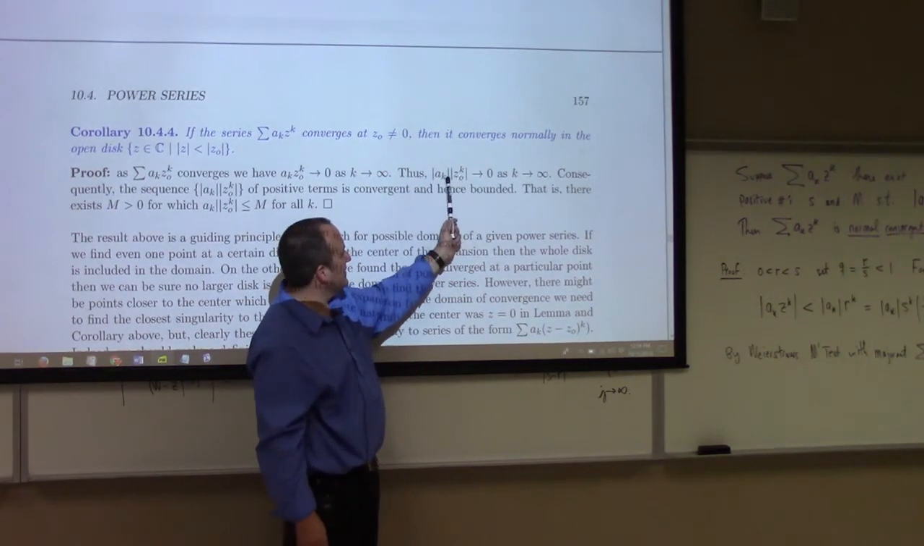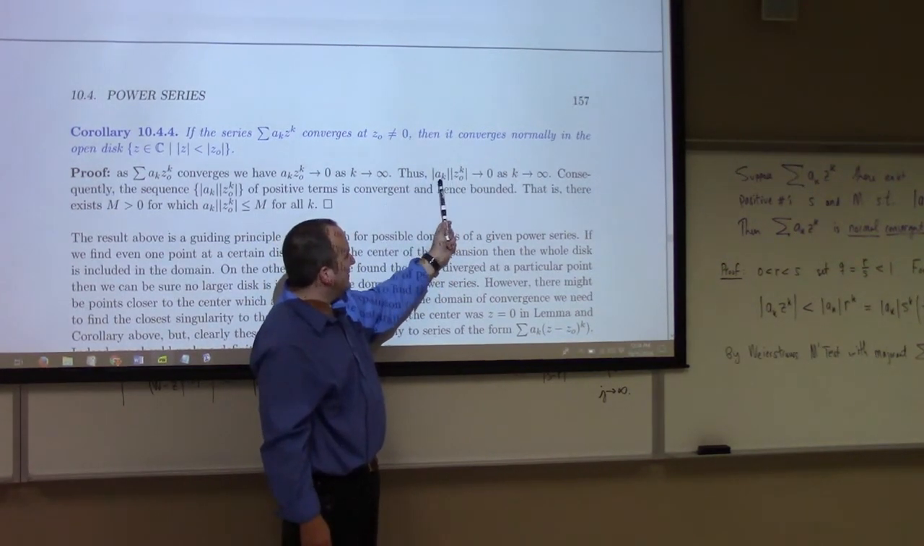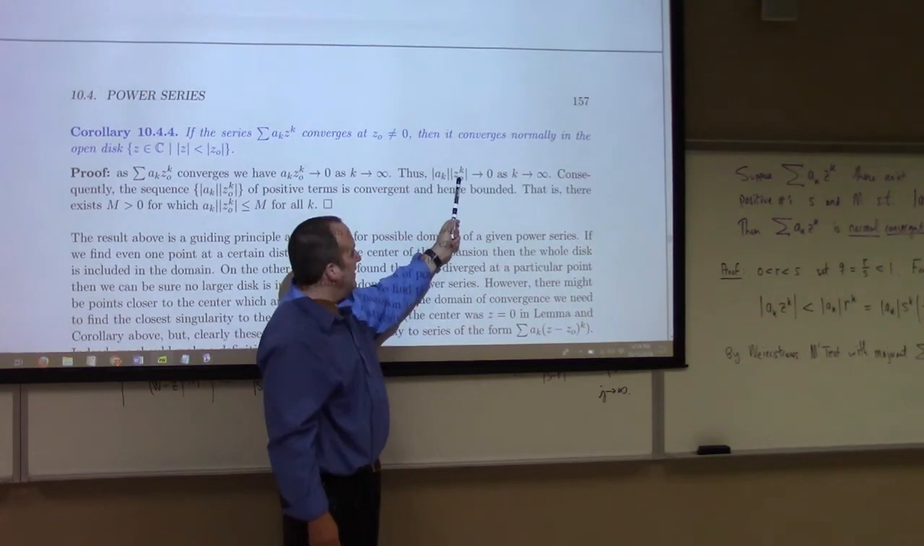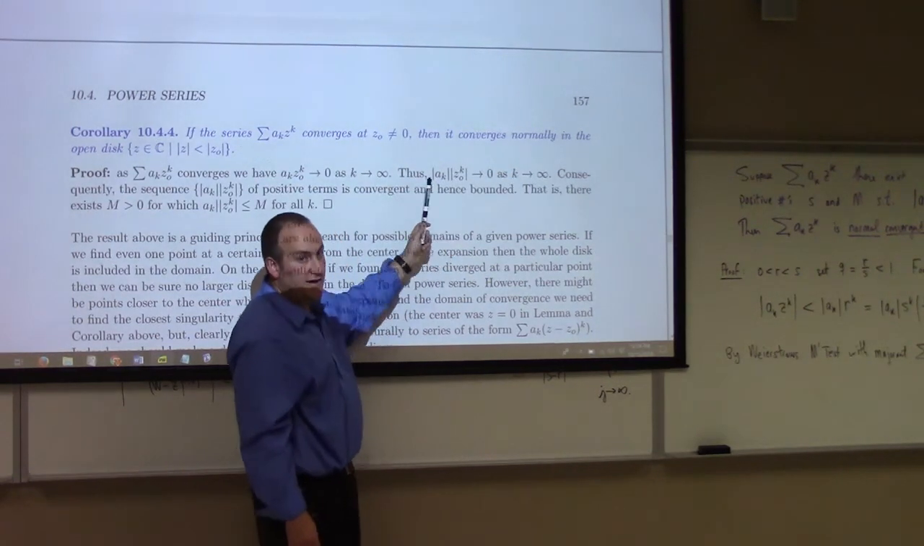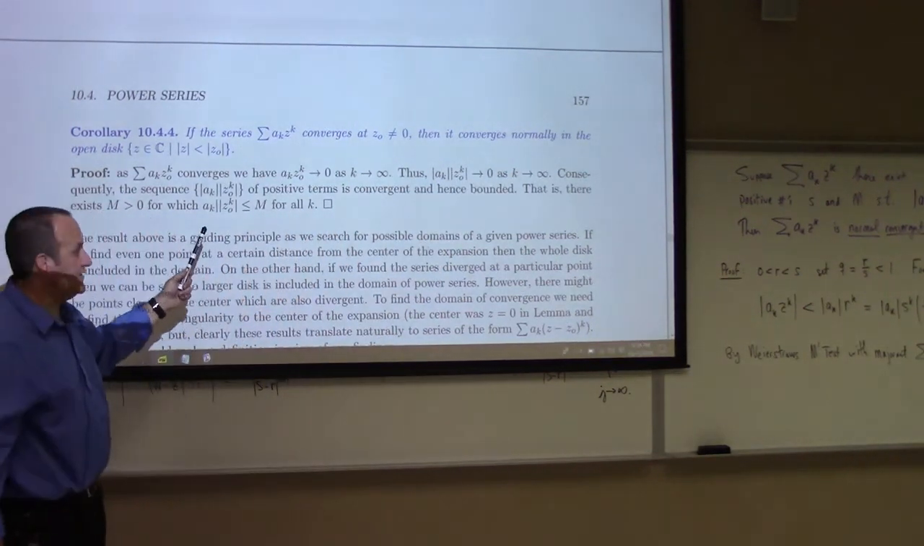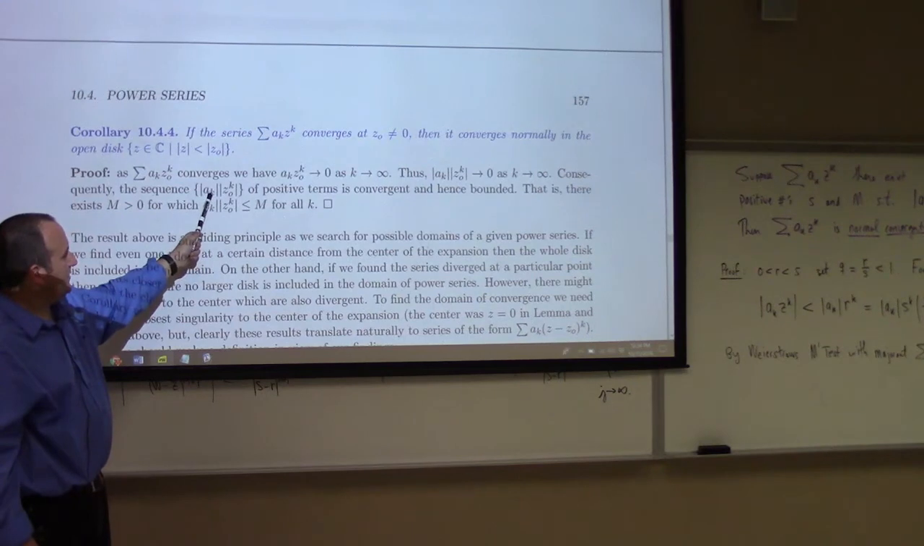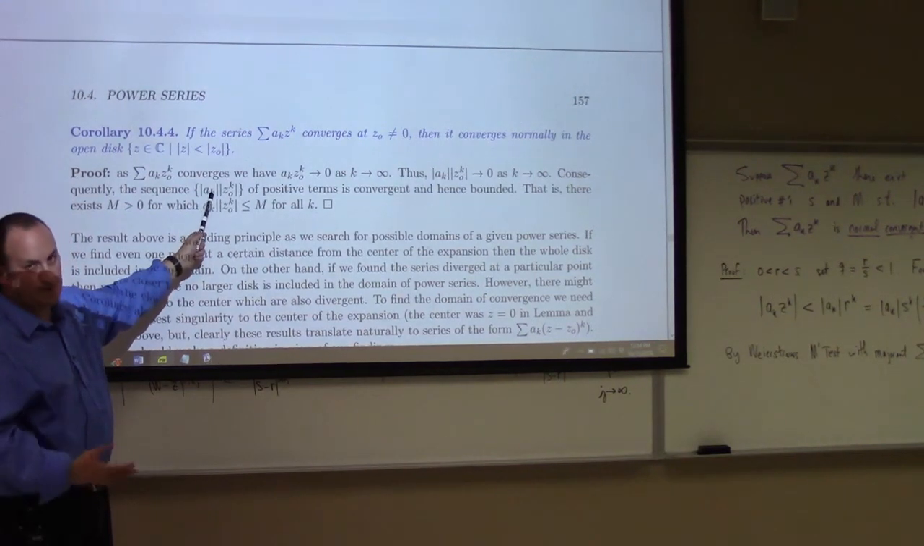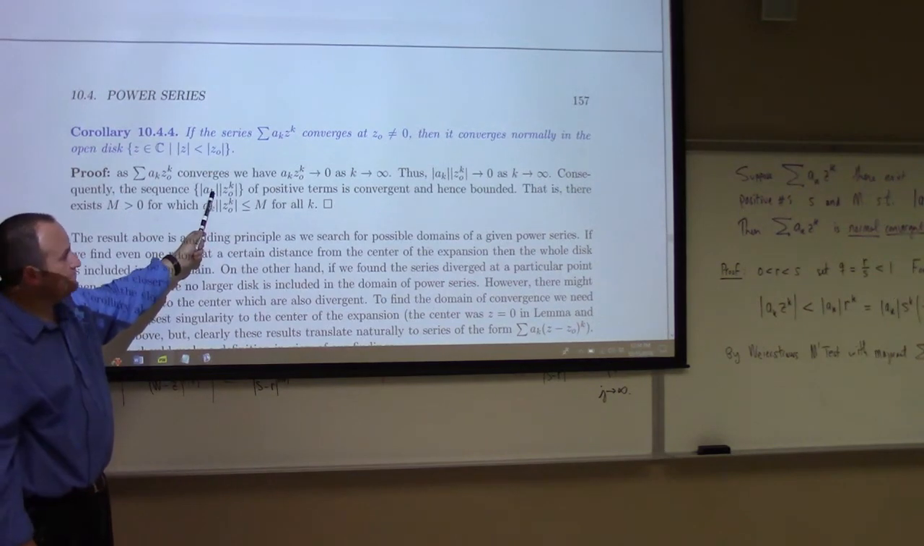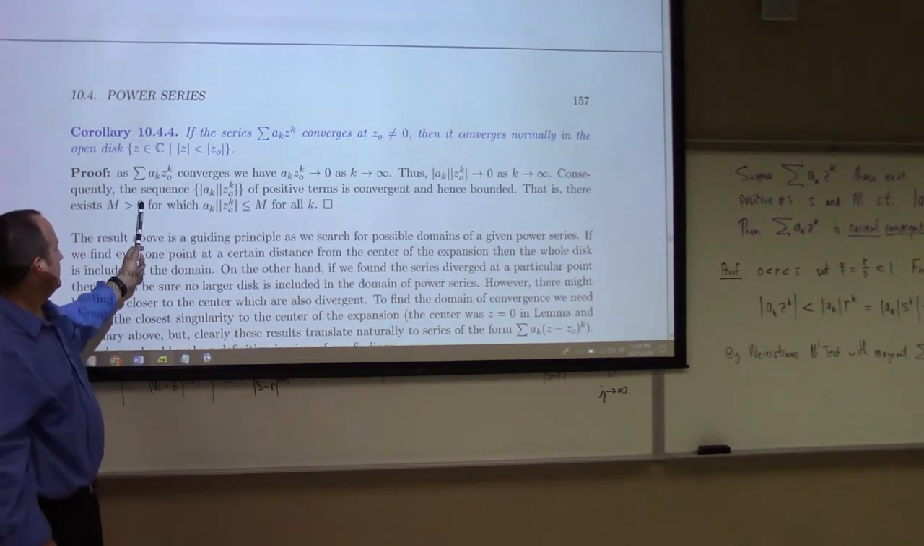So we can use Abel's convergence lemma and look at this and go, we've got the modulus of a_k, right? And here's my s to the k. My s, quote unquote, is the modulus of z naught, right? This is a sequence of positive terms. And by the way, this is a convergent sequence of positive terms, which means it's bounded. So that gets me the M, right? And so there we go.